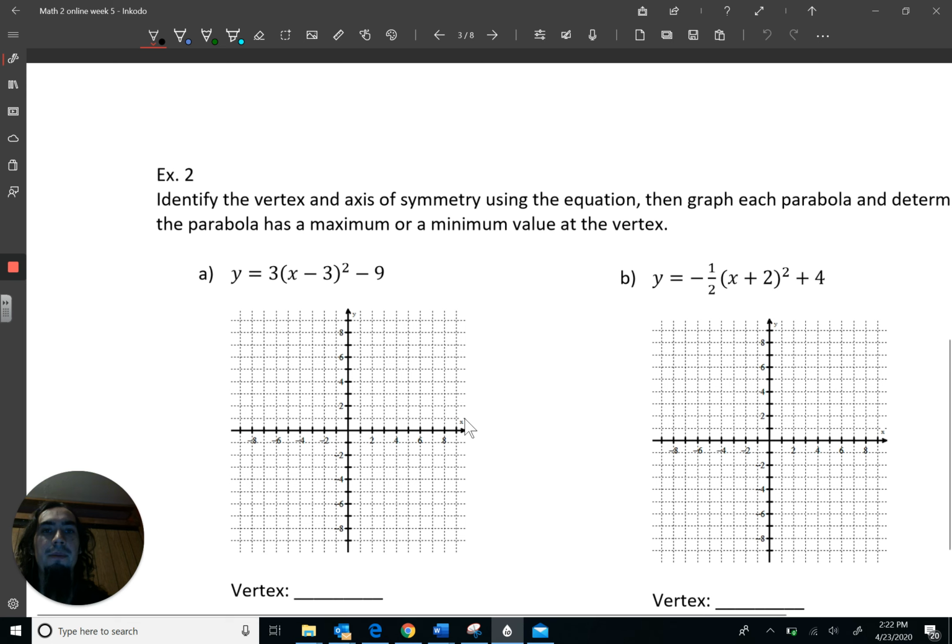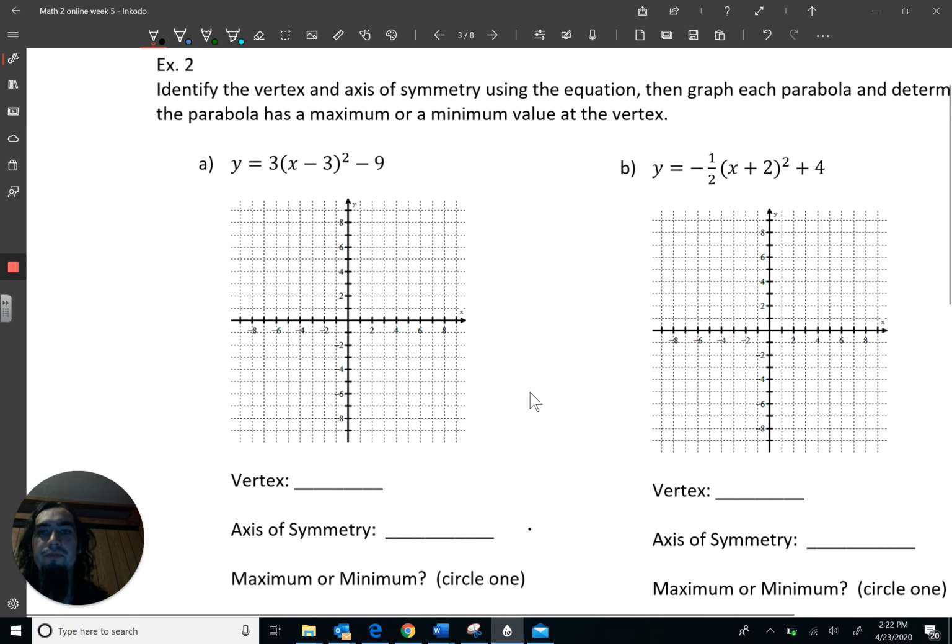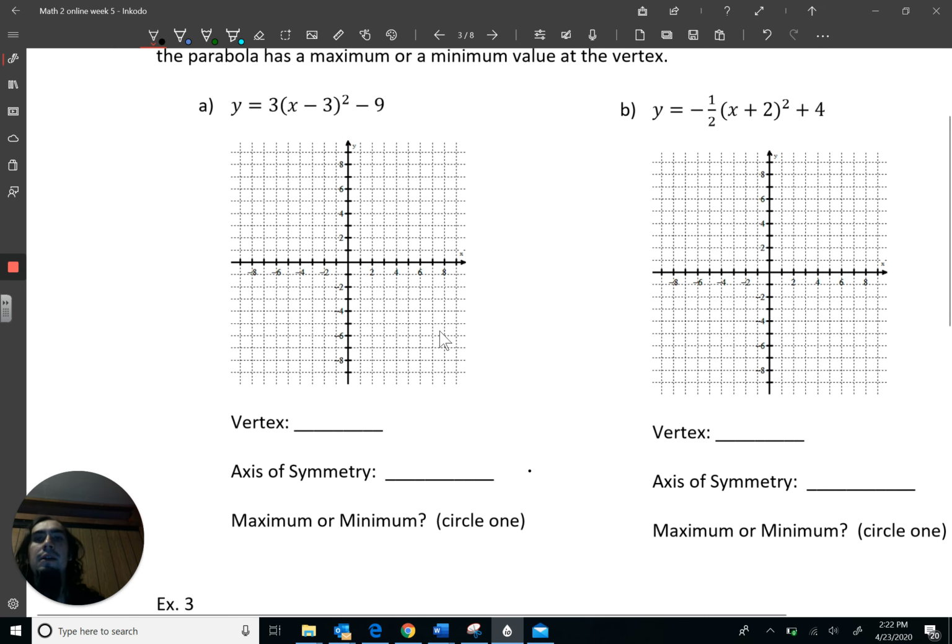A few more examples. These are going to be a little different. Identify the vertex and axis of symmetry using the equation and graph. Okay, so very similar, but now we're graphing. I'm going to just do one of these, and I'm going to show you how I want you to do this. I'm going to fill in the vertex, and I'm going to do this quick. If you don't know where these numbers came from, just wind the video back a little bit to where I find the vertex, and to where I find the axis of symmetry.